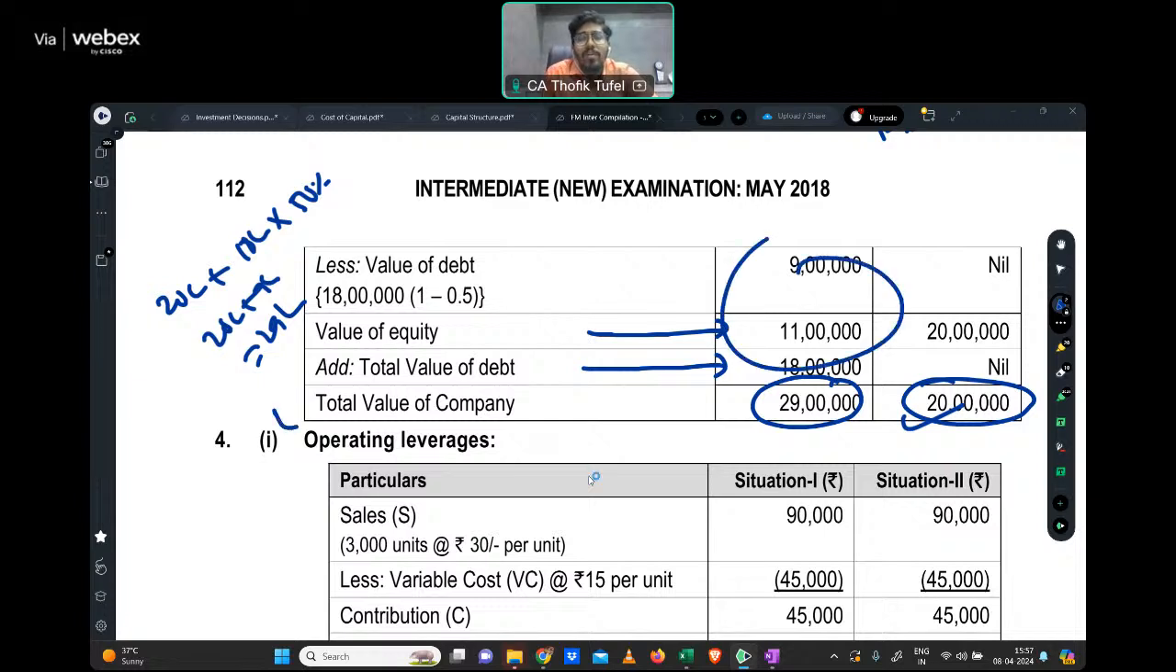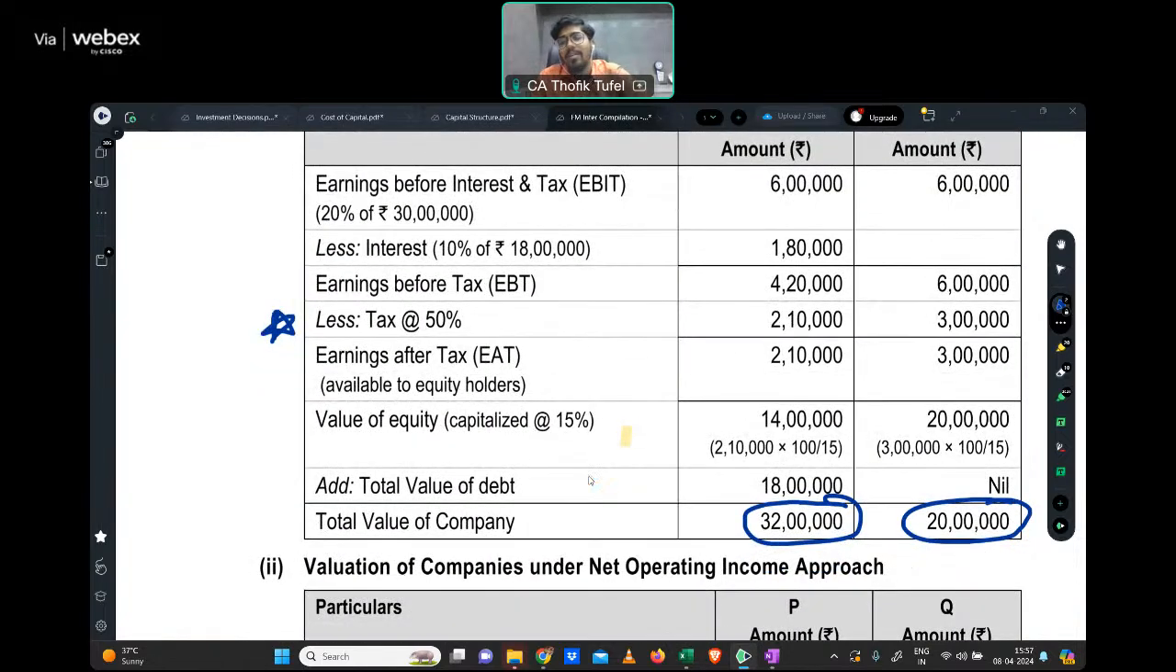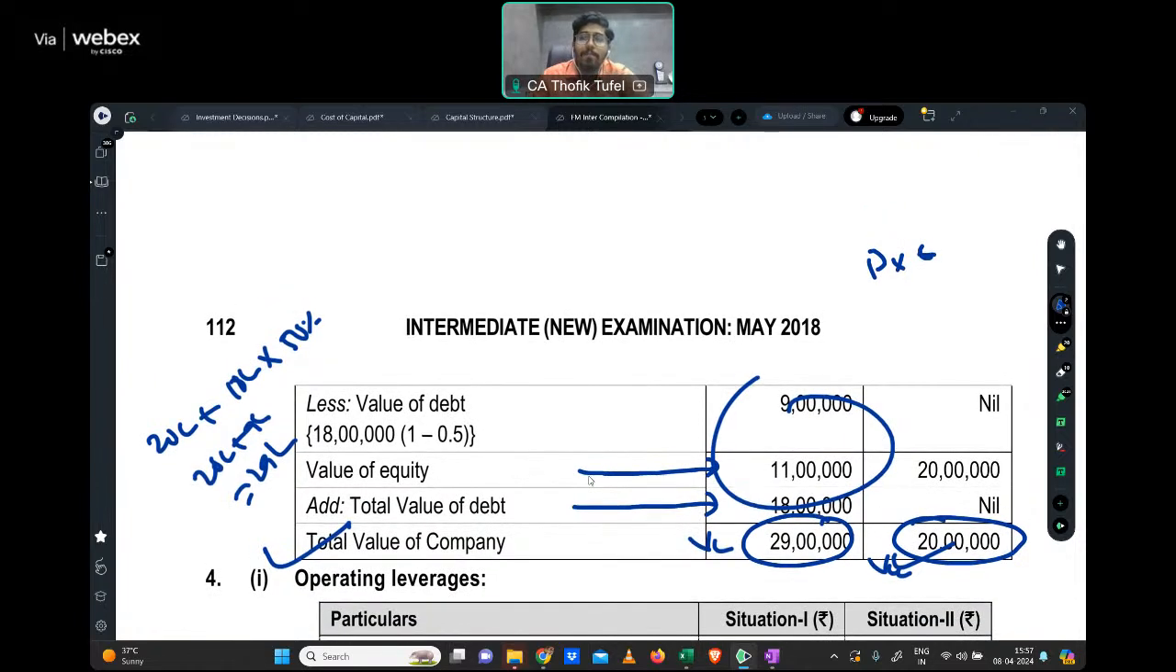So now you have found out the value of the levered firm and the value of the unlevered firm: 20 lakh and 29 lakh. In the same way here also, 20 lakh and 32 lakhs, under the net income approach and the net operating income approach. So now you got some clarity. Now copy the answer.